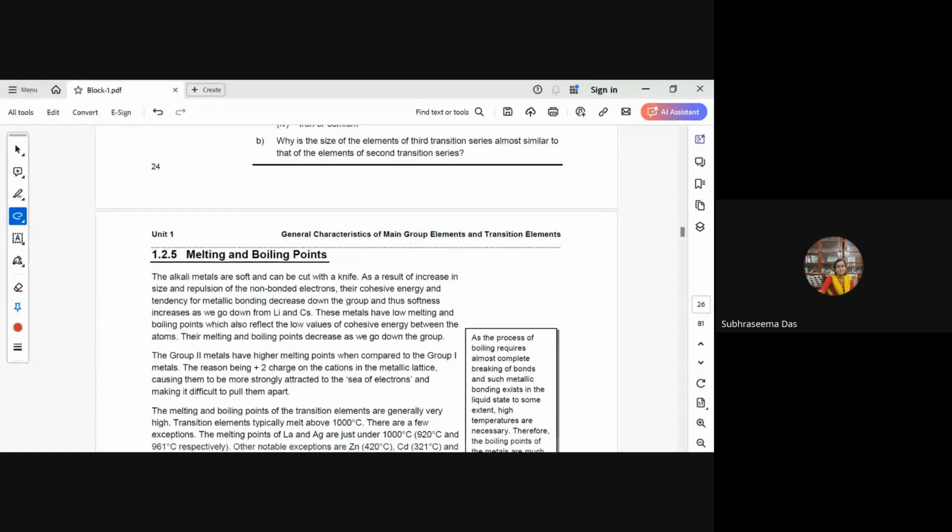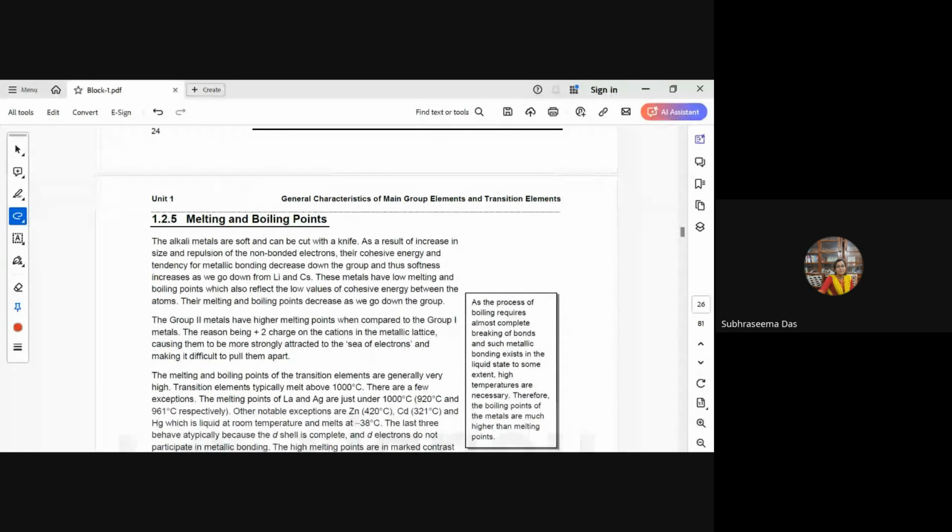Now, coming to melting and boiling points. We all know that alkali metals are quite soft in nature. Sodium metal is very soft, and we can cut it with a kitchen knife. As a result of the increase in size and repulsion of the non-bonded electrons, the cohesive energy and the tendency for metallic bonding decrease down the group, and thus the softness increases as we go down from lithium to cesium.